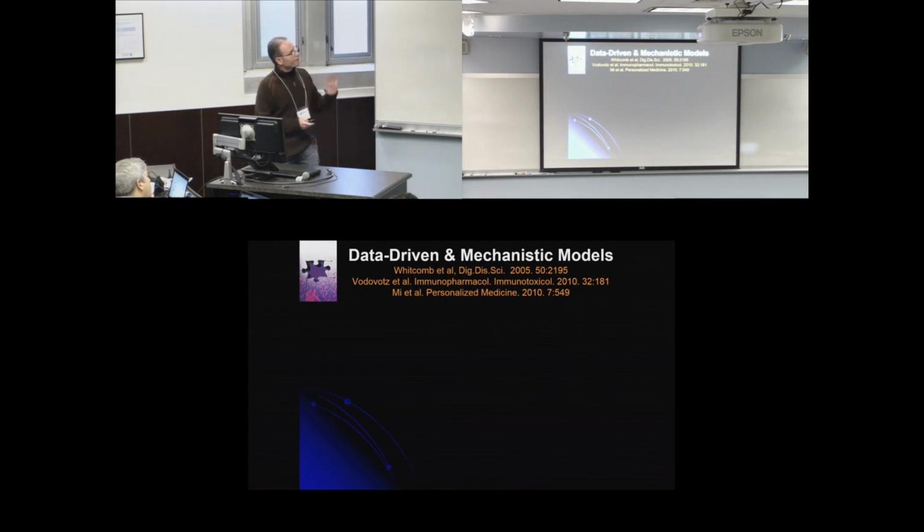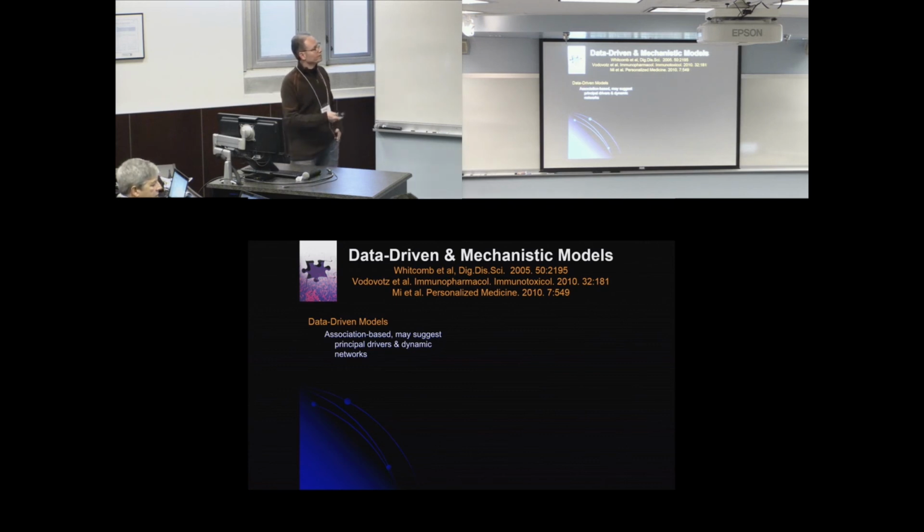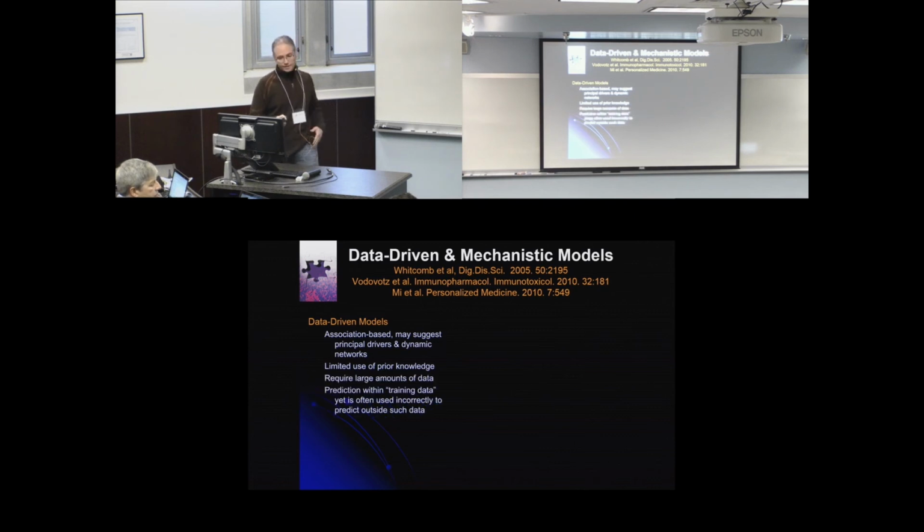So we'll take a pause from that and talk about ways of doing modeling. We've been doing mechanistic modeling predominantly, but data-driven models, which are association-based, are the typical way people do this kind of thing. They can be used in a more sophisticated way to suggest principal drivers and dynamic networks. They make, almost by definition, limited use of prior knowledge unless you're using a Bayesian structure and adding a lot of literature knowledge into it. But the trade-off is you need a lot of data, and as I said before, you can only really predict within the data set that you have. You can't predict non-survivors from survivors if you haven't fed it anything on incidence of non-survivors.